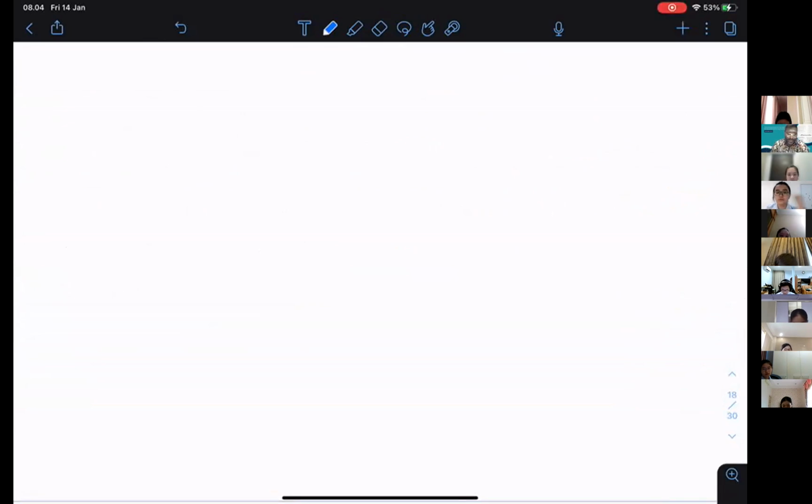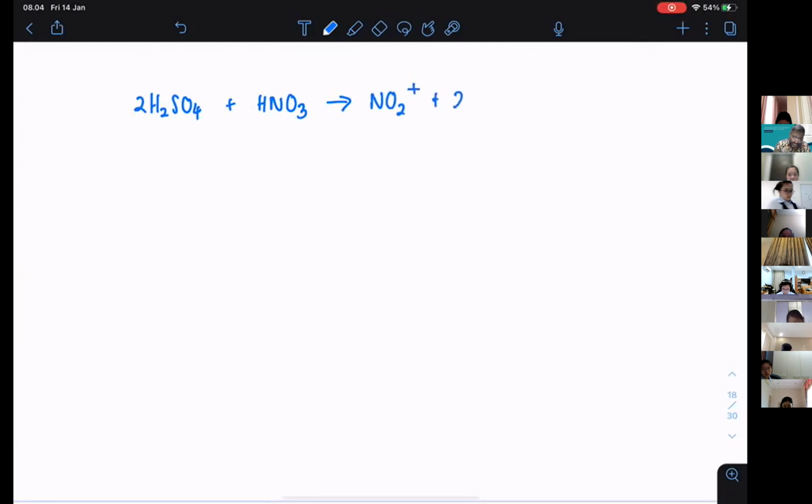I'll just write down first, in the nitrating mixture, H2SO4 mixed with HNO3. What will you get? If you memorize, it's easier because it's 2. You need 2 H2SO4. You are going to generate NO2+, and then you will get 2HSO4-, and you will get hydroxonium ion. This is the first thing that you need to know to write. This is going to give you the electrophile.